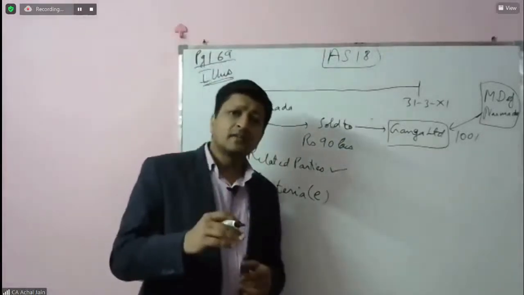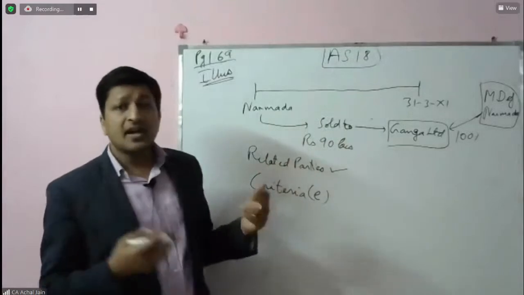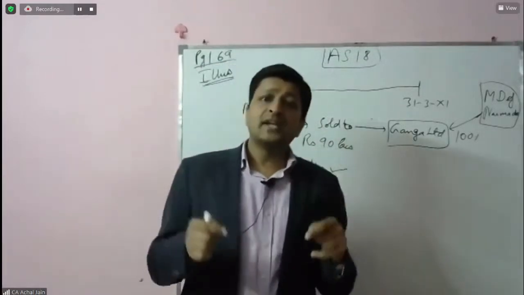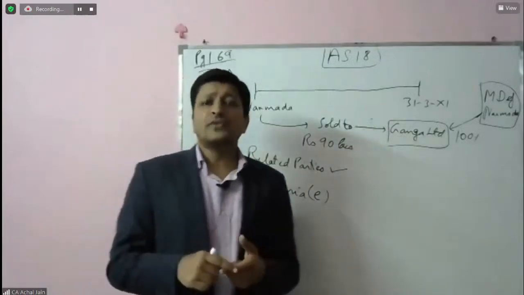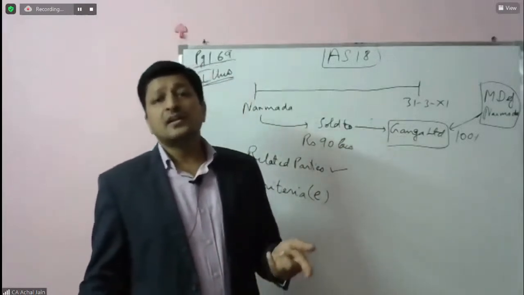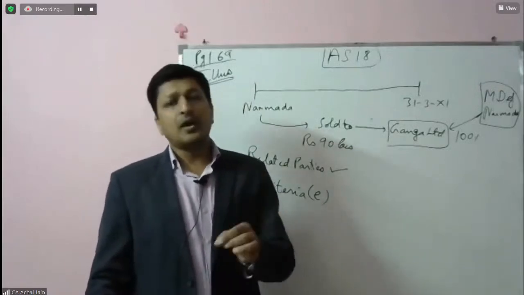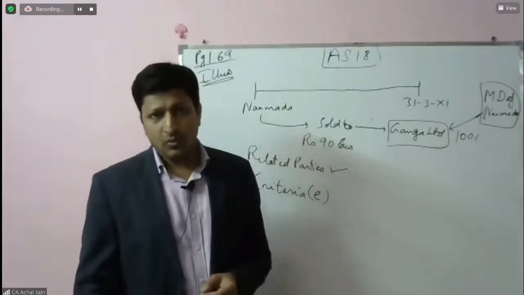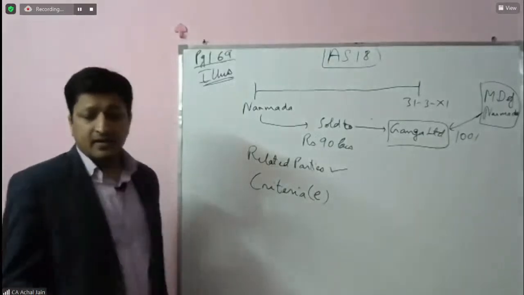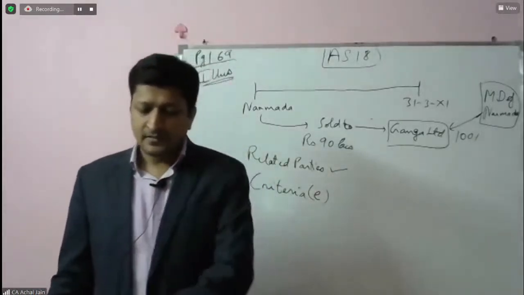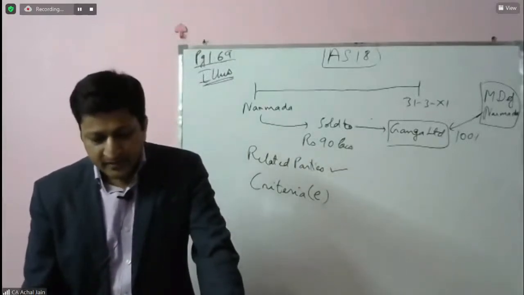It's a fact which is given in the question only. MD controls Ganga is a fact. But if the MD of Narmada controls Ganga, then what is the criteria of AS18 which will make them a related party? That is something which you need to put down in your solution. Okay? And what is that criteria? Criteria number E. Basis which you will call them as related parties.